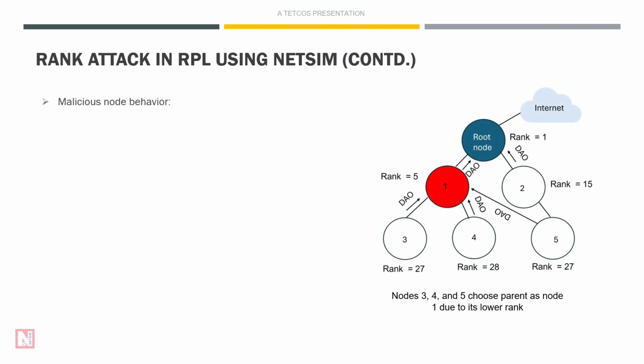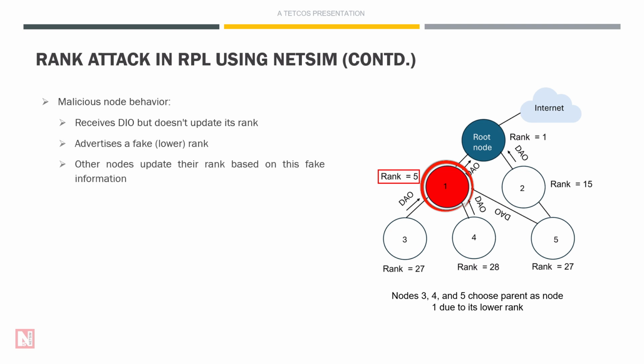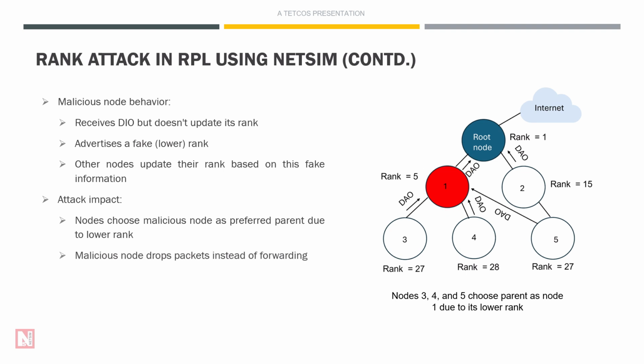But what happens during a rank attack? A malicious node joins the network and listens to DIO messages, just like any normal node. However, instead of updating its rank honestly, it advertises a fake, much lower rank. Nearby nodes are misled by this information. They believe the malicious node offers a better route and update their own ranks accordingly, selecting it as their preferred parent.